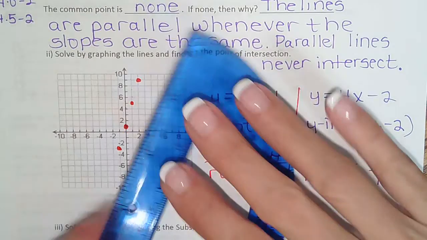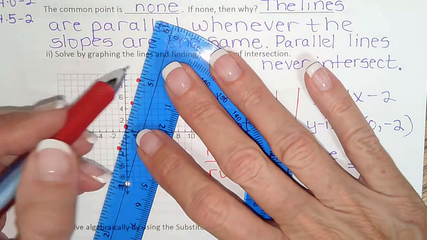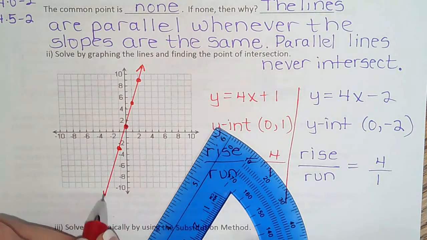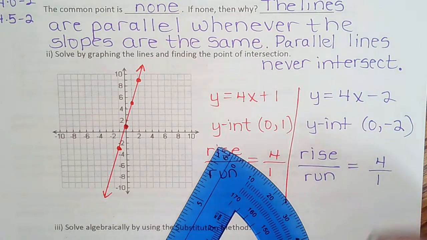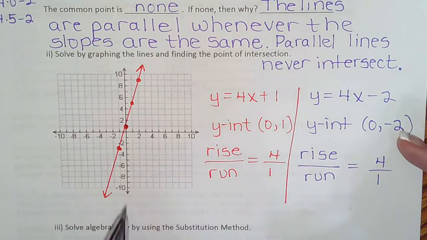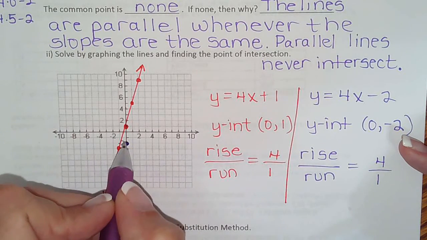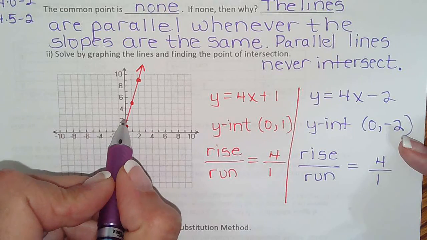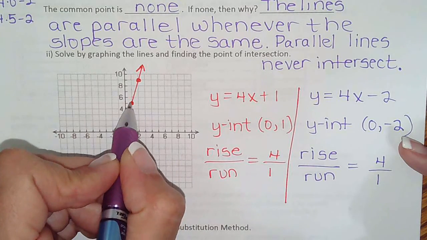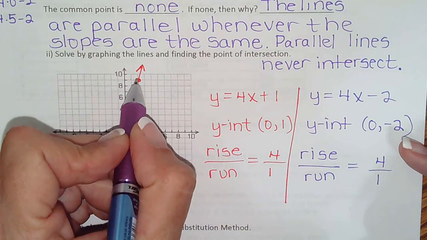And since we already know they're not going to cross, I'm not going to put any more on there. Guess we could have made a mistake up above, but we know that because the slopes are the same, they're not going to cross. So next we have 0, negative 2 for the y-intercept. Rise 4, run 1, rise 4, run 1, rise 4, run 1.